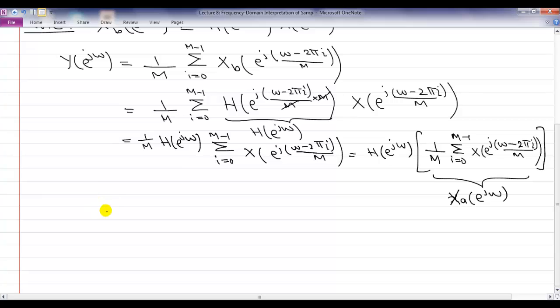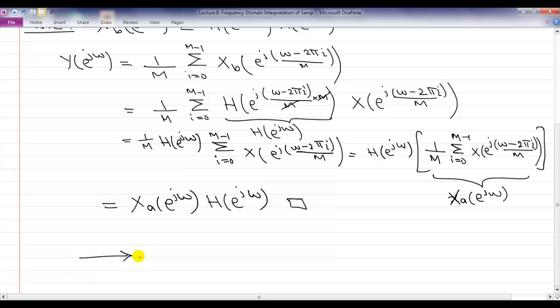So what we get is that Y(e^{jω}) equals X(e^{jω}) times H(e^{jω}), which is what we wanted to prove. Okay. So the effect of this is that if you are given a single downsampling operation, you can actually break it down into smaller downsampling operations. We went over it last time, but I'll just remind you.